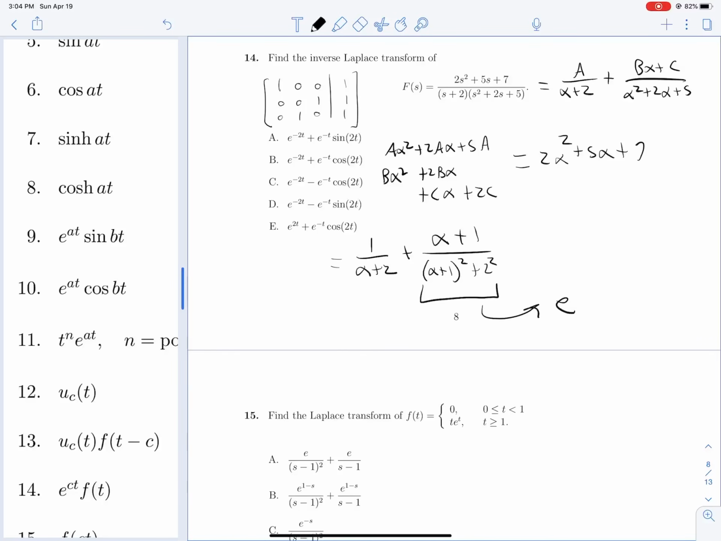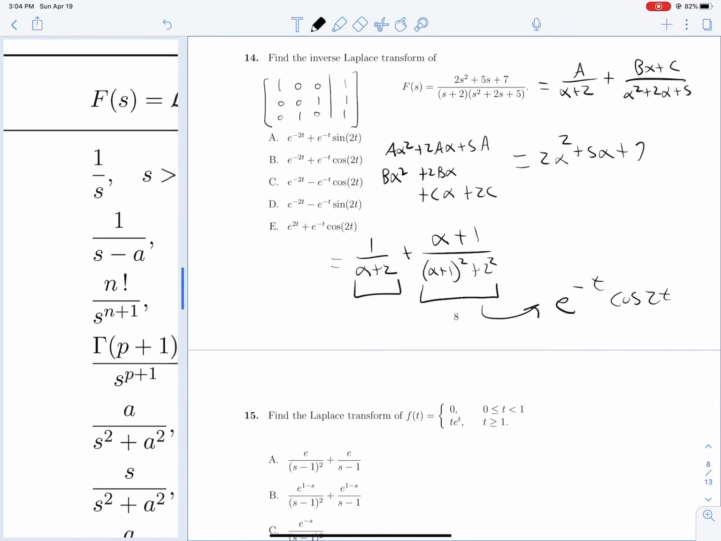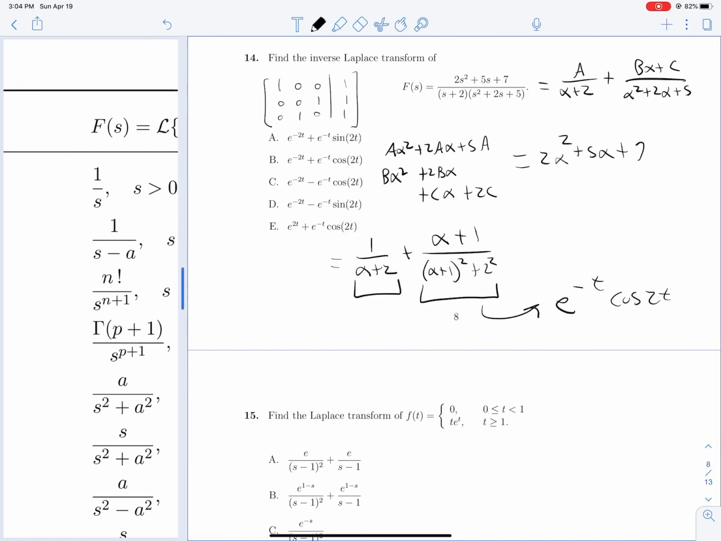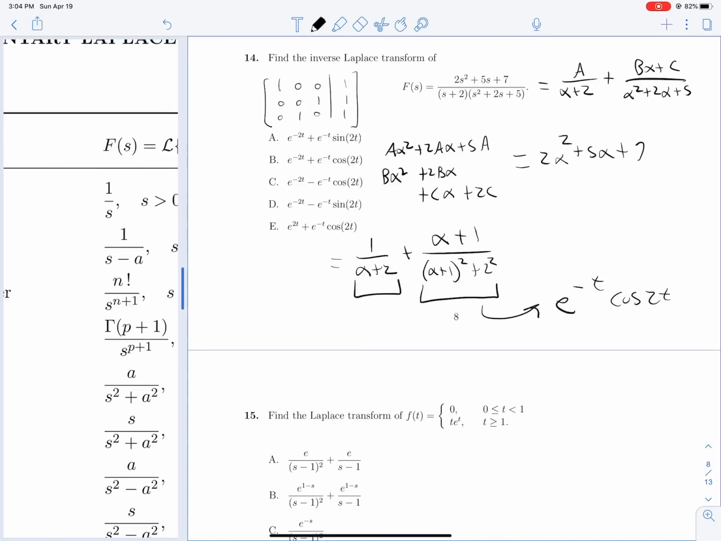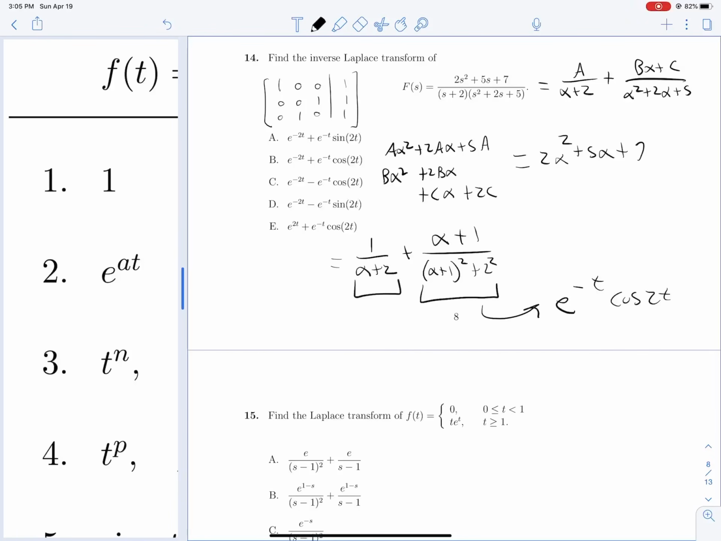this will give us e to the negative 1t times the cosine of 2t. And then this guy, that's the first one that we kind of learned. The inverse Laplace transform of 1 over alpha minus negative 2 is e to the negative 2t. And so that should be our answer. We get B for 14.